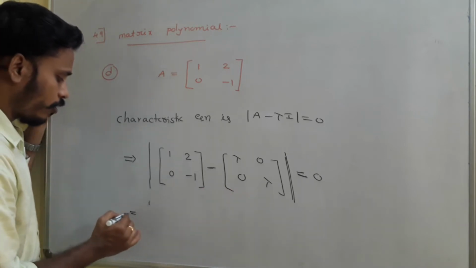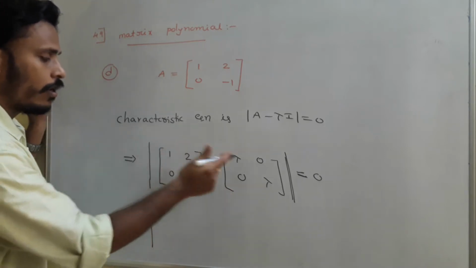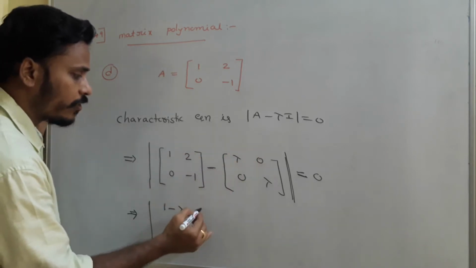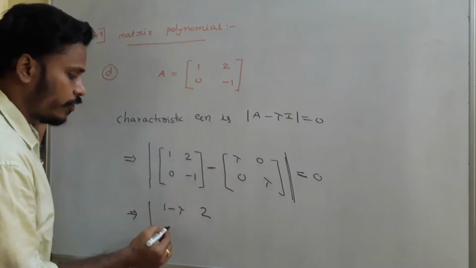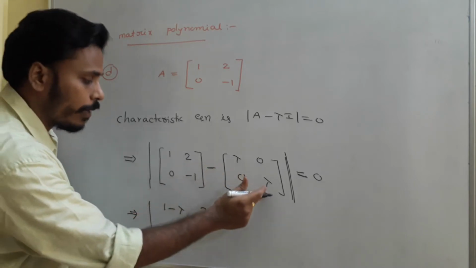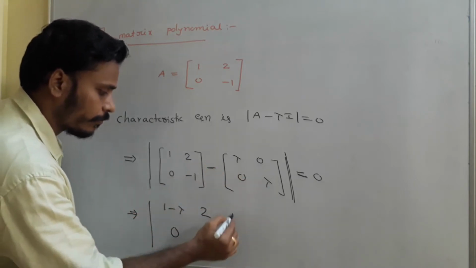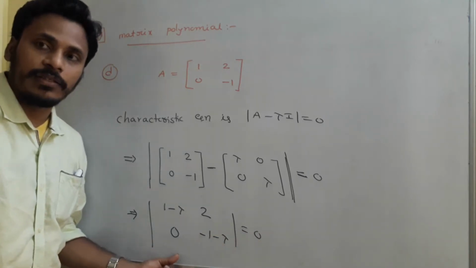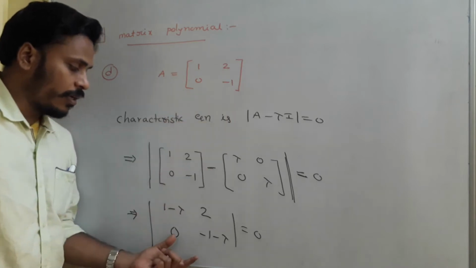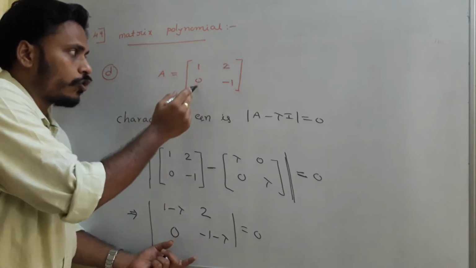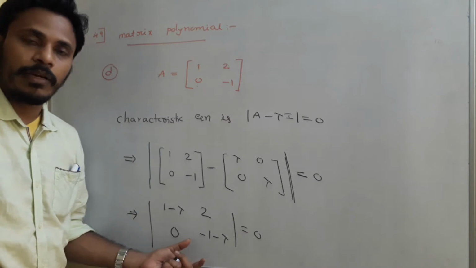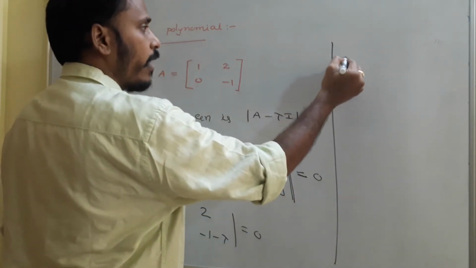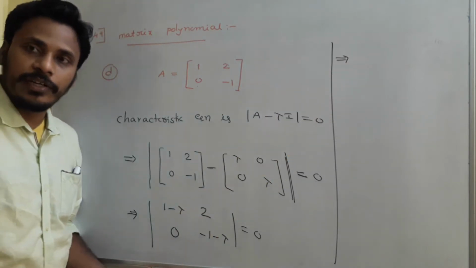So this implies the determinant of, correspondingly, 1 minus lambda, 2 minus 0 is 2, 0 minus 0 is 0, minus 1 minus lambda, is equal to 0. So at the end, directly you have a chance to write it like this: A minus lambda I is simply 1 minus lambda, 2, 0, minus 1 minus lambda. This determinant is equal to 0. And further if you simplify, we know the way of calculating its determinant.